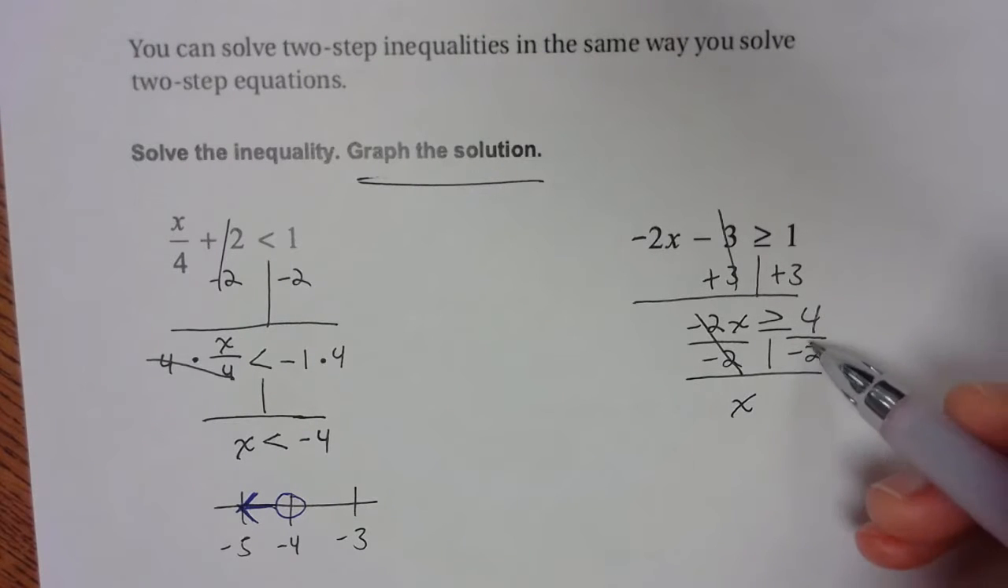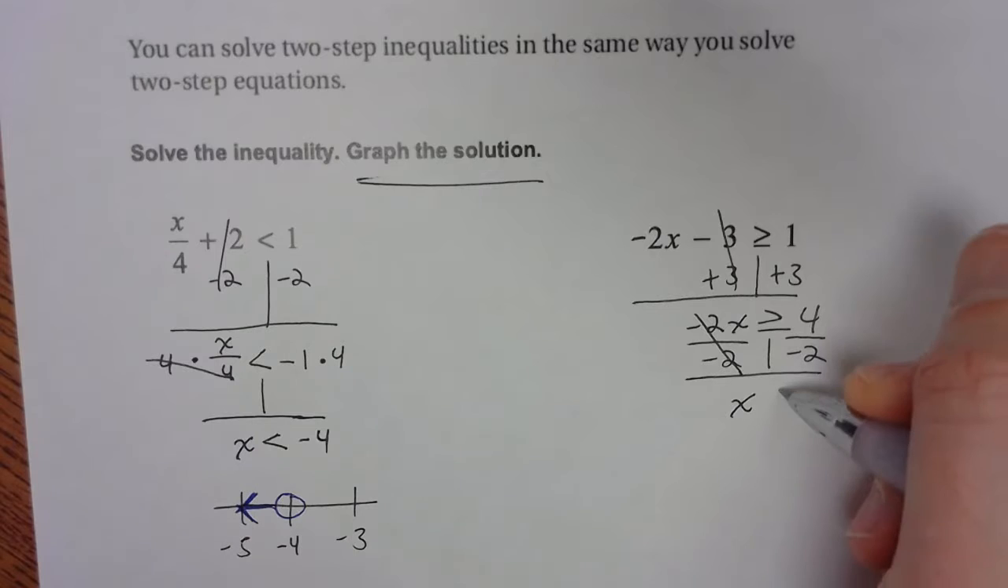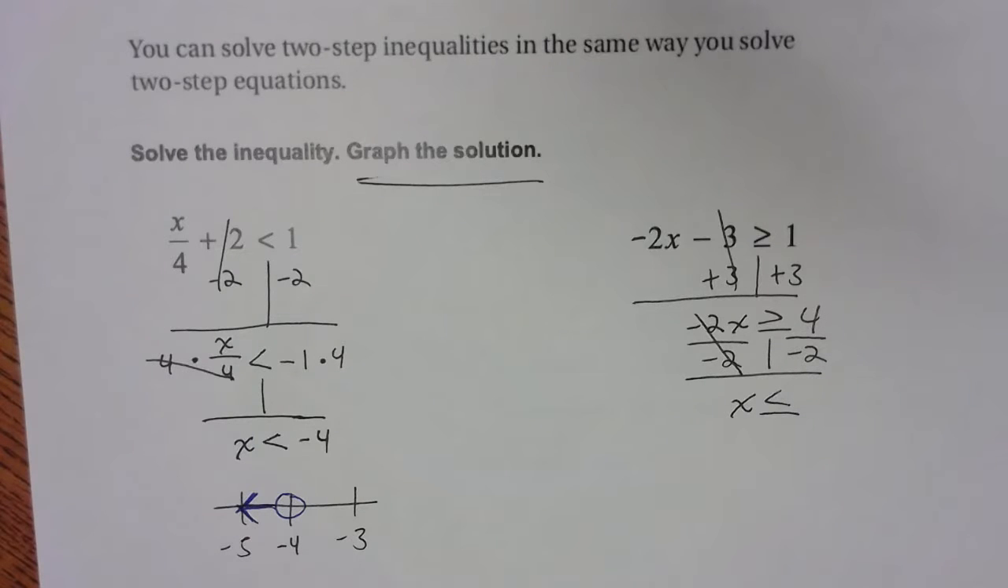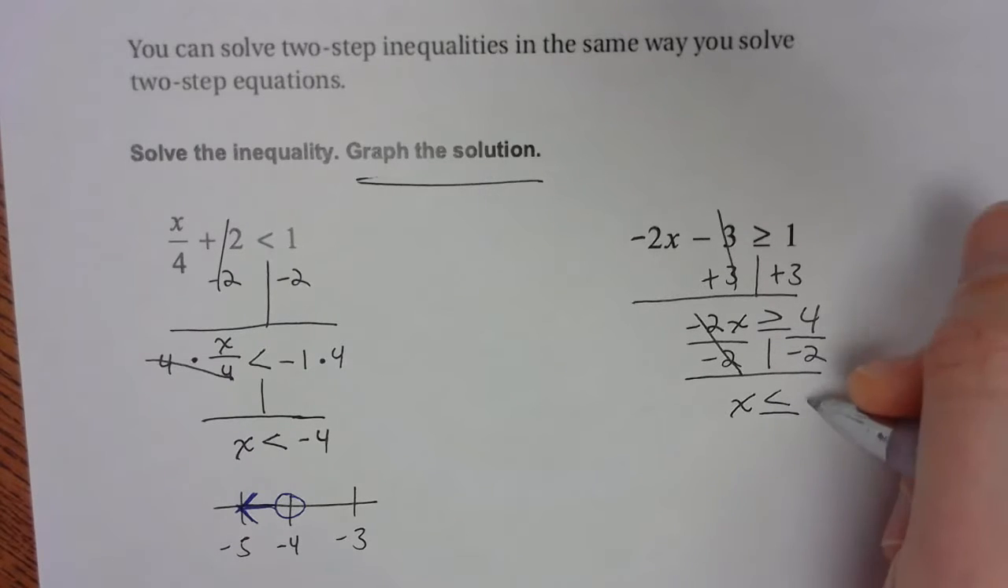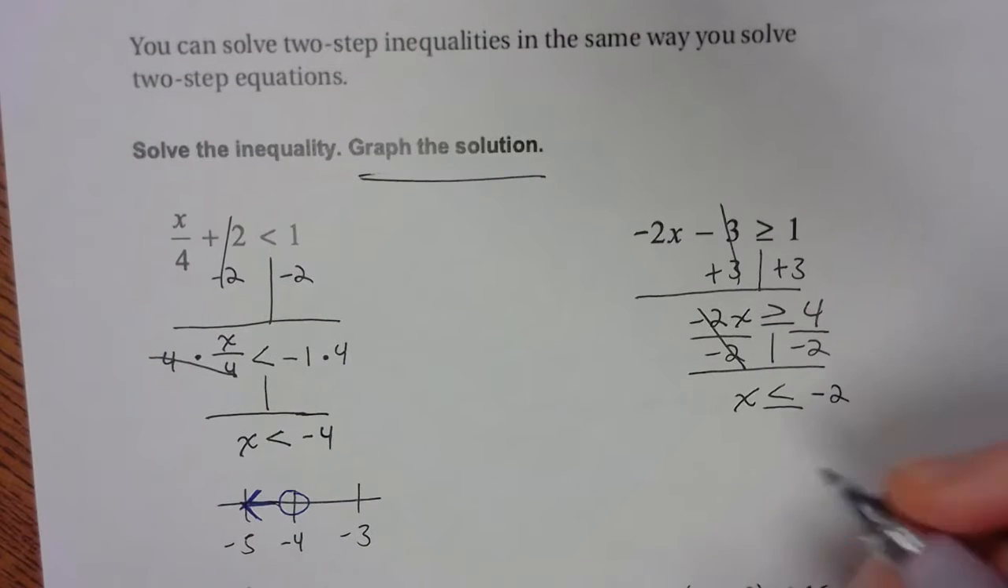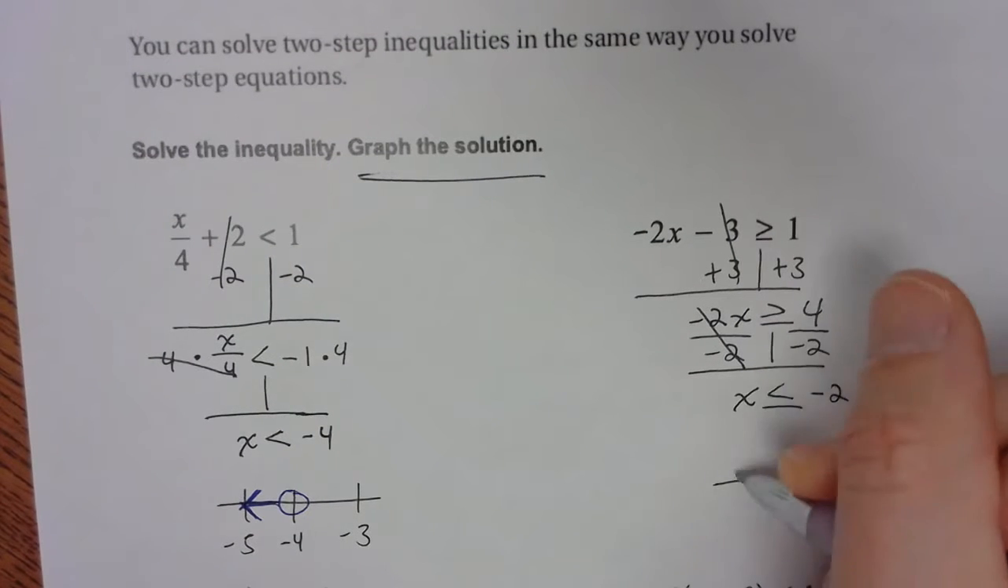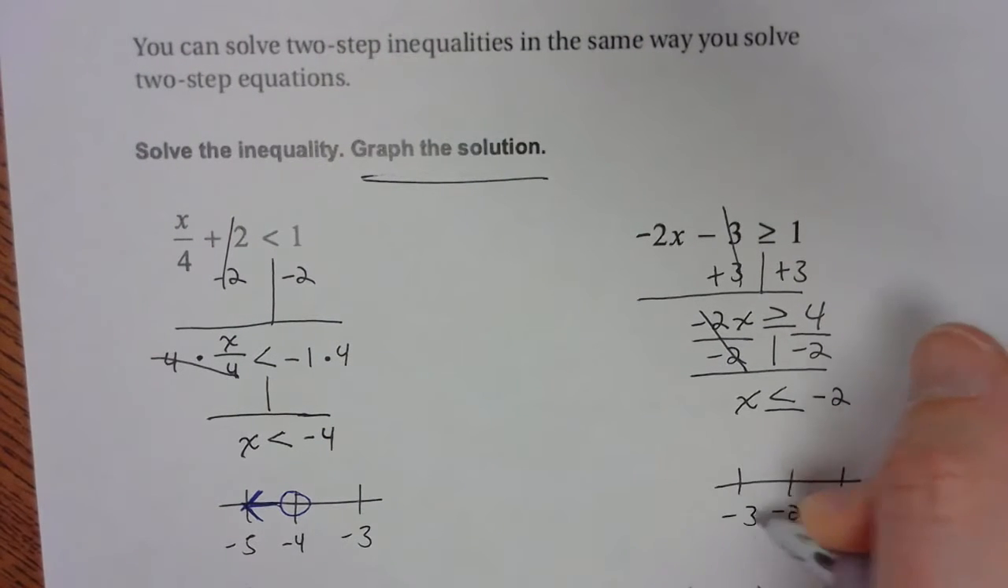Notice I divided by a negative. So I need to flip my inequality to make it true. 4 divided by negative 2 is negative 2. And we have our line graph.